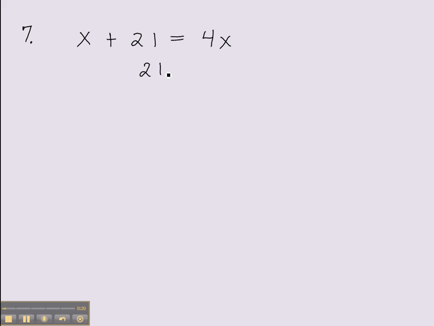So 21 is equal to 3x. We'll subtract x from both sides, so x is 7. So there were 7 students in the room, B.